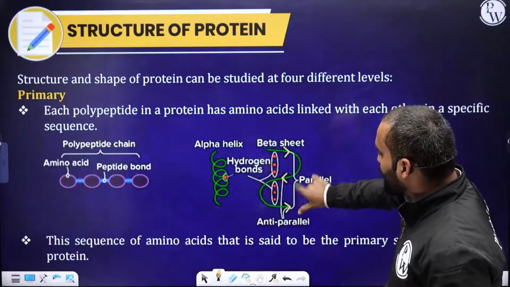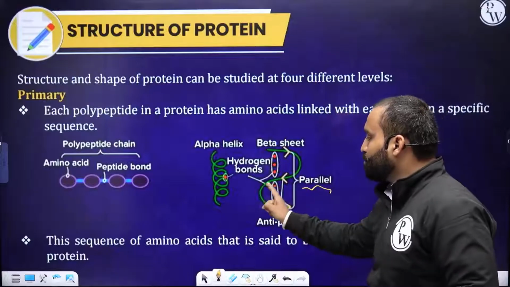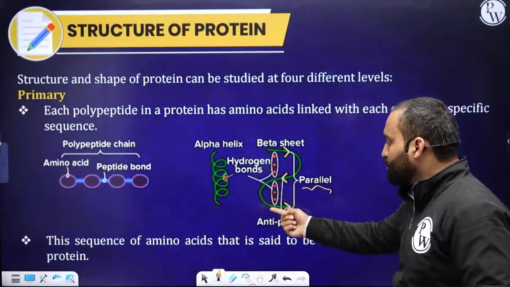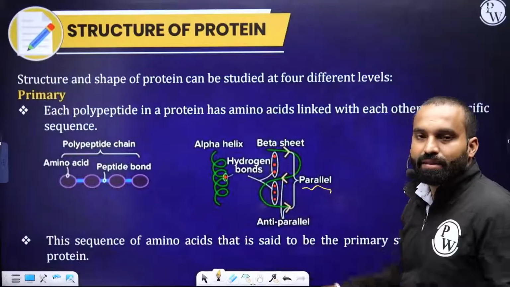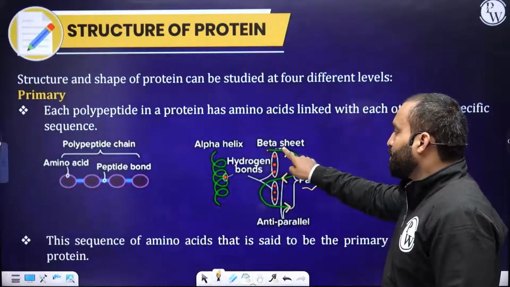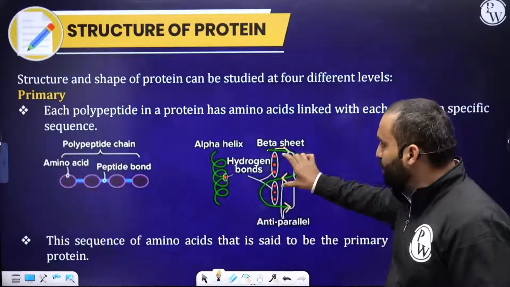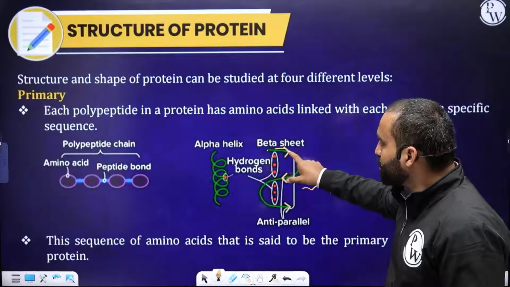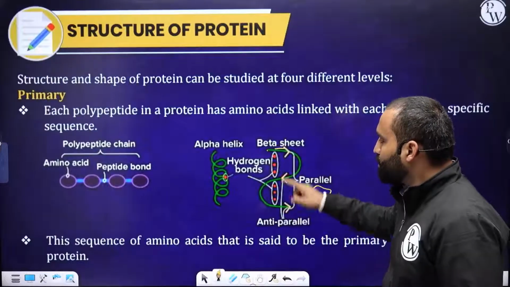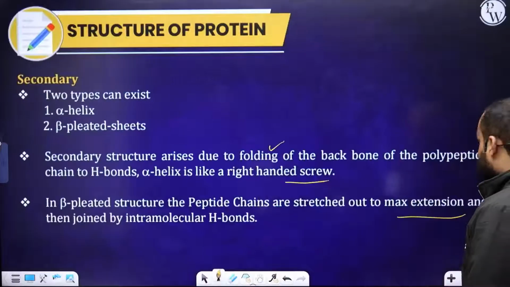These two are parallel. But this one will be said to be anti-parallel because it is moving in this direction and the next line moves in this direction. So obviously, yes, these are their properties. The polypeptide chain starts from here. It goes in this direction and then it has to go in the other direction. So they two will be known as anti-parallel to each other. The first one and the third one will be known as parallel. Okay. All right.